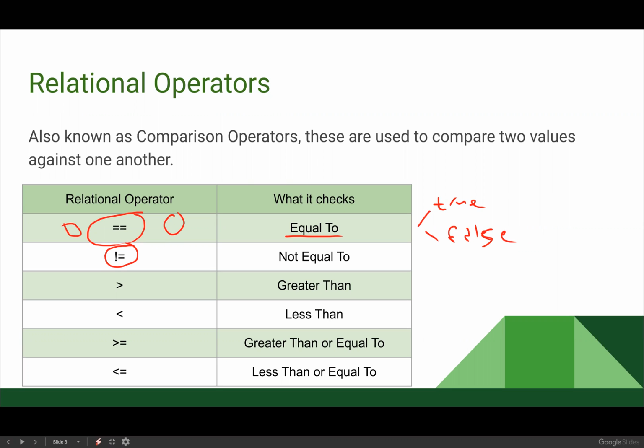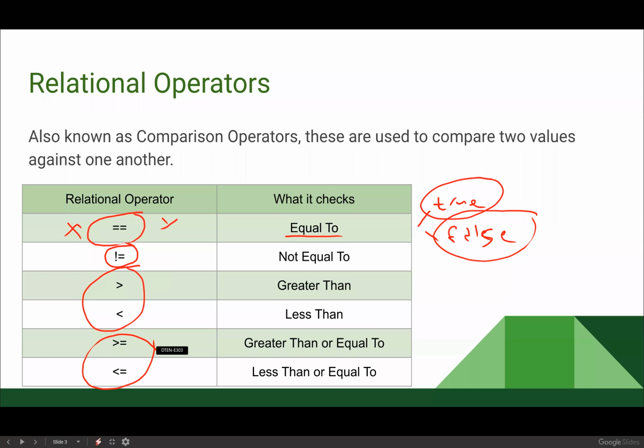So if I have variables, let's say x and y, if x and y here are the same as each other, then I will get true. If x and y are different, I will get false. With not equal to, I'm going to check if the things are different from each other. I can check for greater than and less than. And I can also check for greater than or equal to and less than or equal to.